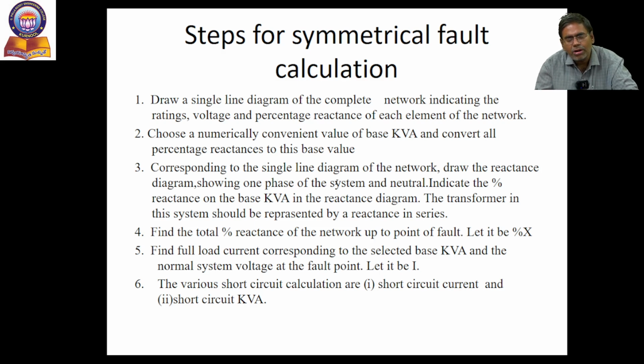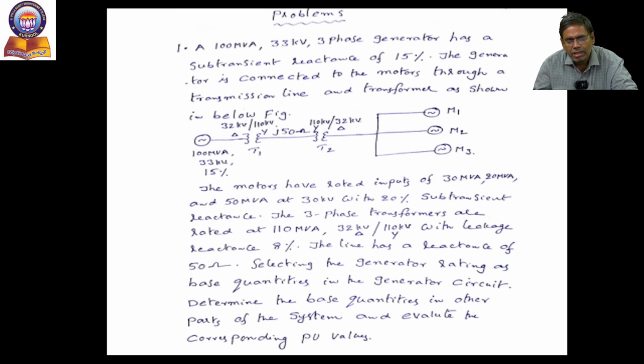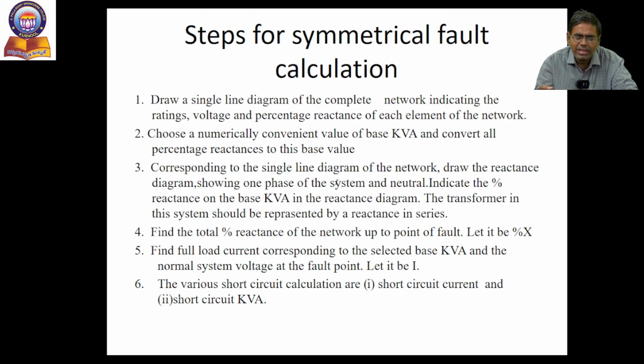These are some important steps for calculation of short circuit current. This is one example. These are examples or problems for calculation of short circuit current and short circuit kVA. These are the theory topics of the first half of the first unit: symmetrical short circuit current and short circuit kVA calculation, representation of the single line diagram, impedance diagram and reactance diagram, and the different types of reactors that can be used in power system analysis.